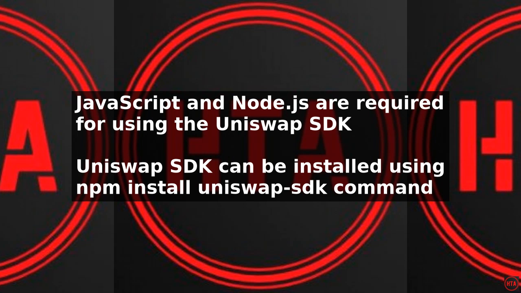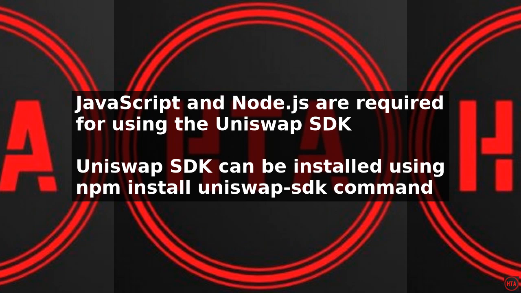One of the key concepts in the Uniswap SDK is the idea of a provider. A provider is an object that provides access to the Ethereum blockchain, which is the underlying blockchain that Uniswap is built on. You can create a provider using the Ethereum provider class, which is part of the Uniswap SDK.